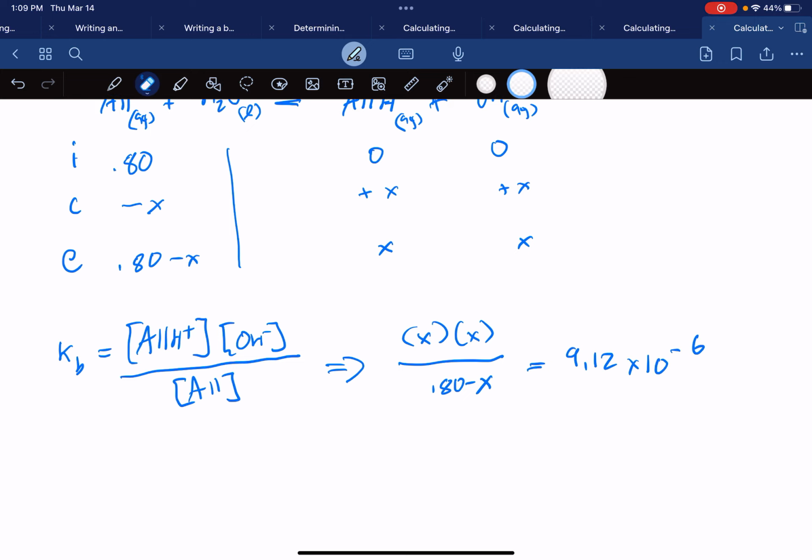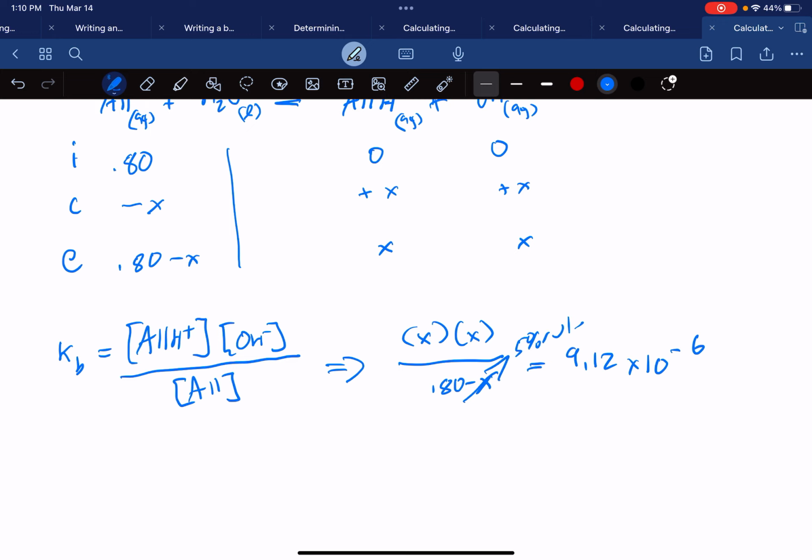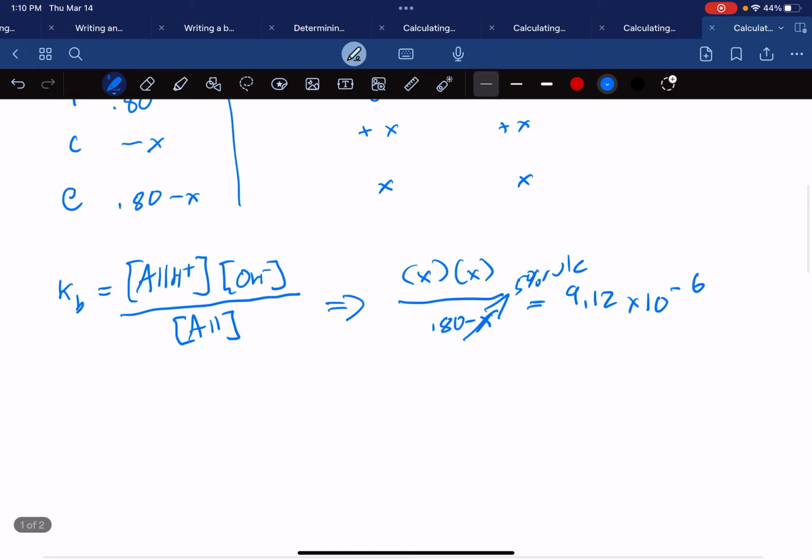And because this is such a small number, we feel really, really free to use what we call the 5% rule. Now, I call it the 5% rule, but sometimes they call it the weak acid or weak base approximation, which means that we can assume this is going to be so tiny compared to this, because remember, this is the amount that's dissociating or leaving from 0.80. And if the ratio of our products to our reactants is 9.12 times 10 to the negative 6, we're talking about 100,000 times less is going to form over here. So we're just going to write 5% rule like this to get rid of it. Now that we've done that, now we're in mathing world.